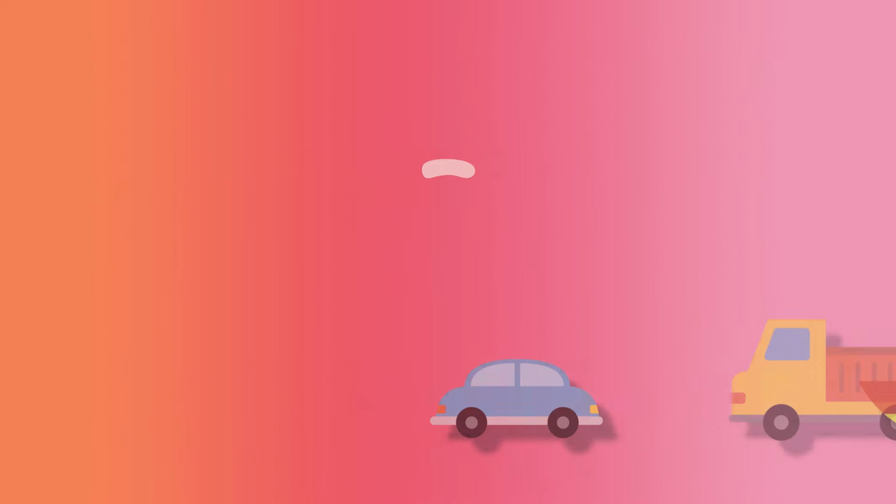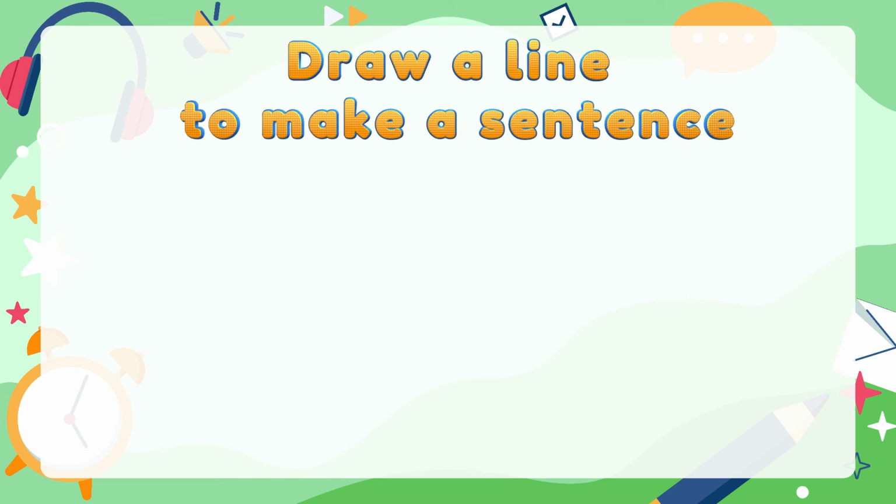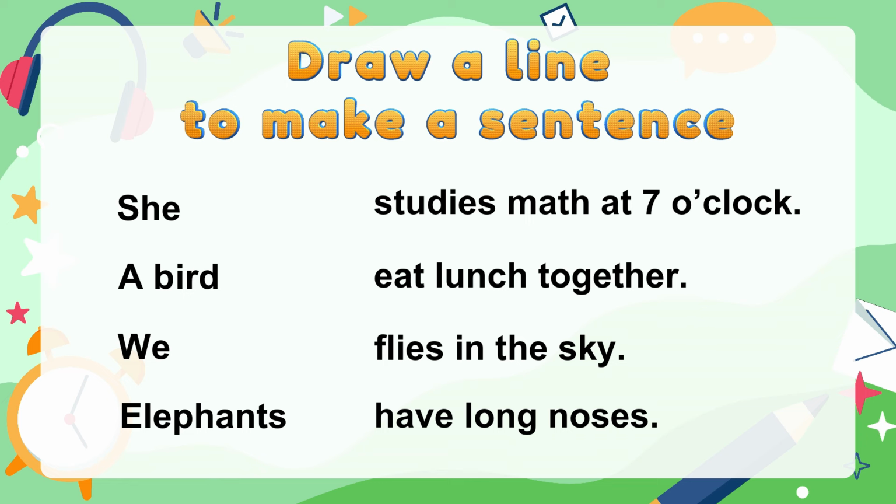Quiz. In the next section, draw a line to make a sentence. She studies math at 7 o'clock. The pronoun she needs a verb that has S. A bird flies in the sky. A bird is one. It needs a verb that has S. We eat lunch together. The pronoun we goes with a verb with no S.